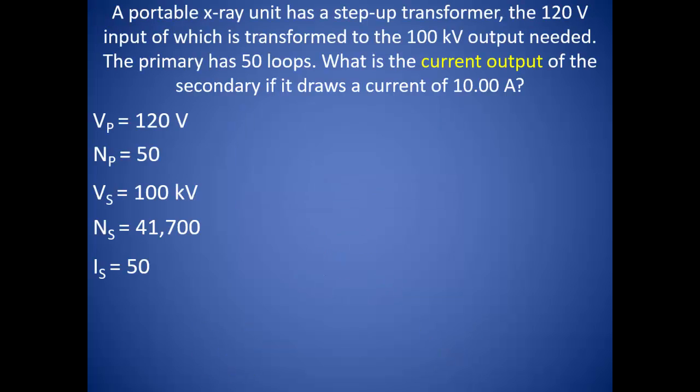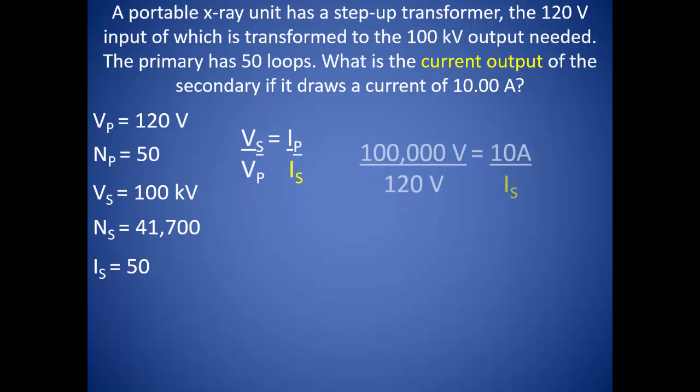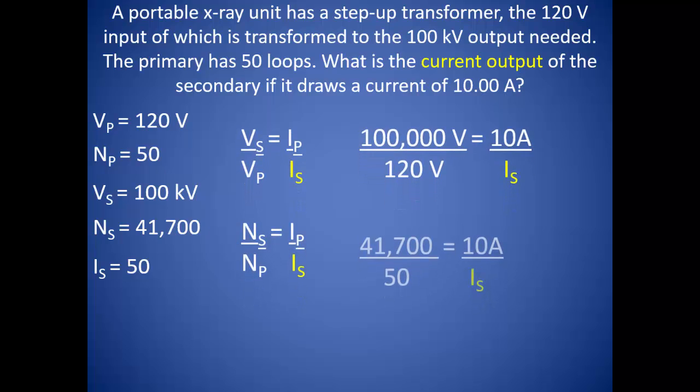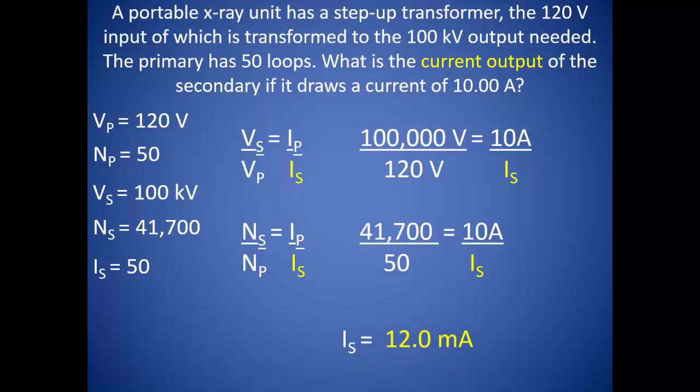We can actually solve this problem in a couple different ways. We can use our voltage to current transformer equation, or we could use our loops to current ratio. It doesn't matter because both will work out to be 12 milliamps.